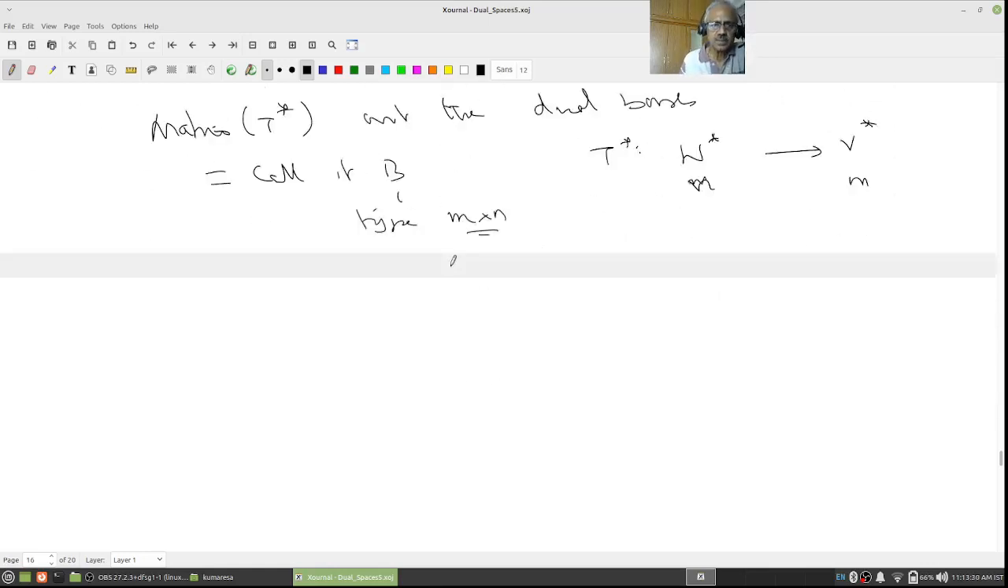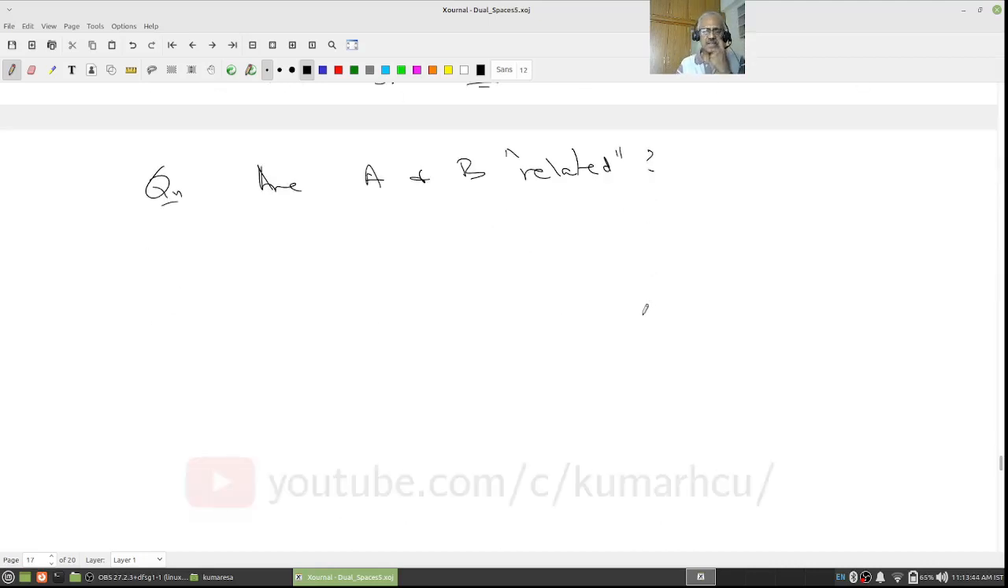Yeah. So we have a guess. Let's not worry about the guess. Okay. Question is, are A and B related? There is an obvious answer based on our examples, but let's do it directly.